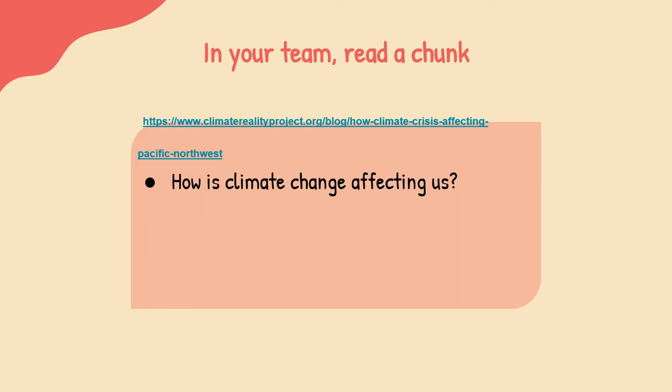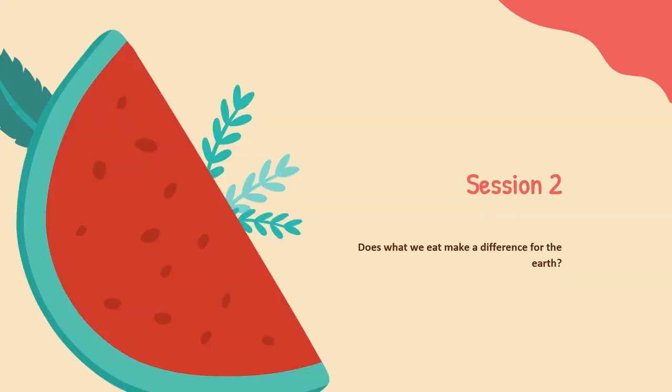So here we have an article about climate change and the Pacific Northwest. You can have students work in teams to read a chunk and then report back to the class on how the Pacific Northwest is being affected by climate change. Session 2, does what we eat make a difference for the Earth?